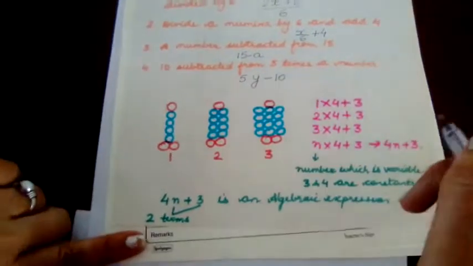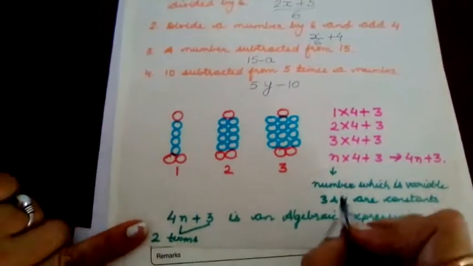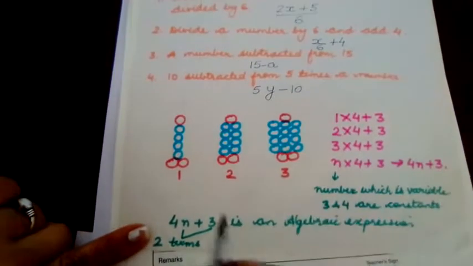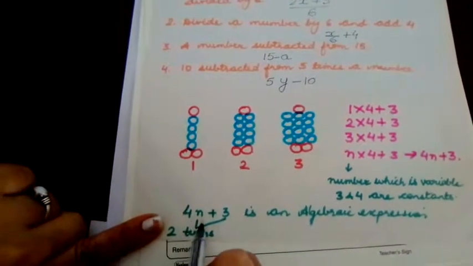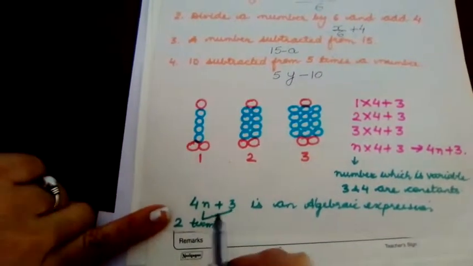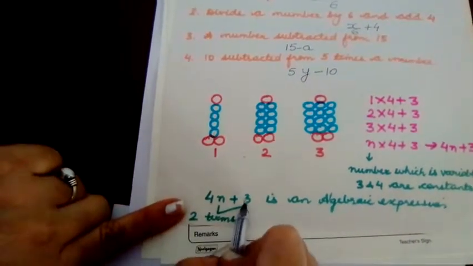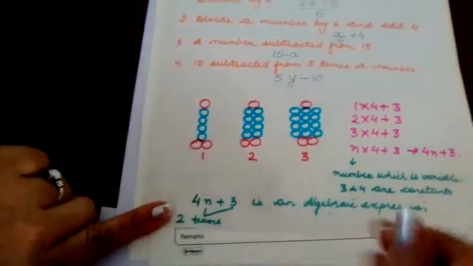So the number which is variable is n and the constants are 3 and 4. So 4n plus 3 is an algebraic expression which has two terms, 4n and 3. n is the variable, 3 and 4 are constants, and 4 is the coefficient of the term 4n.